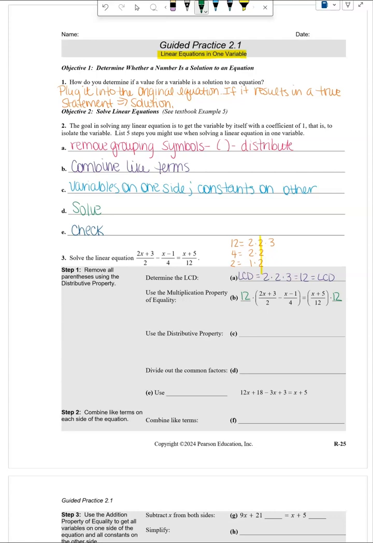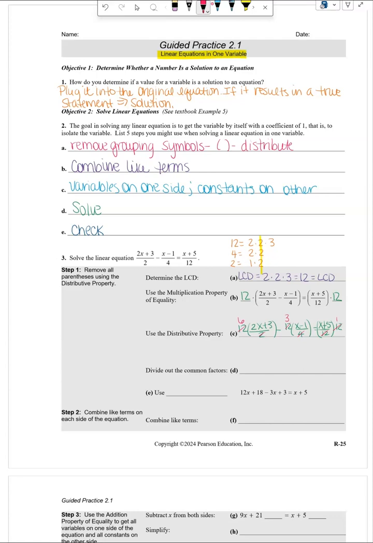It says to use the distribution property, which means we're going to have 12 times 2x plus 3 over 2 minus 12 times x minus 1 over 4 equals x plus 5 over 12 times 12. Okay, now let's start our cancellations. 2 goes into 12 6 times. 4 goes into 12 3 times. And 12 goes into 12 1 time.